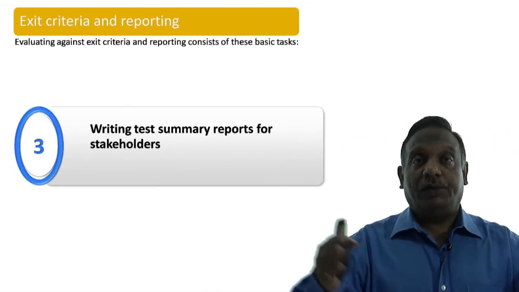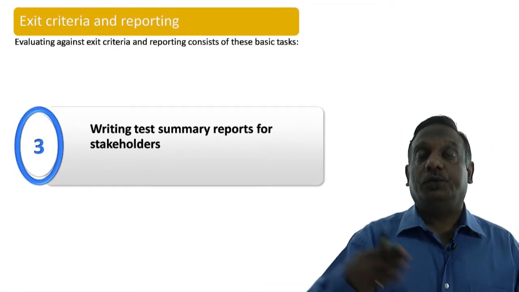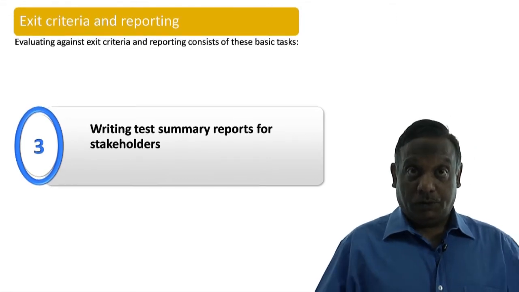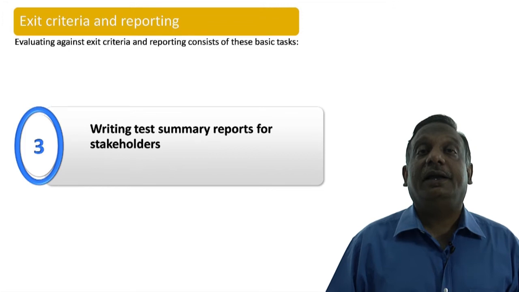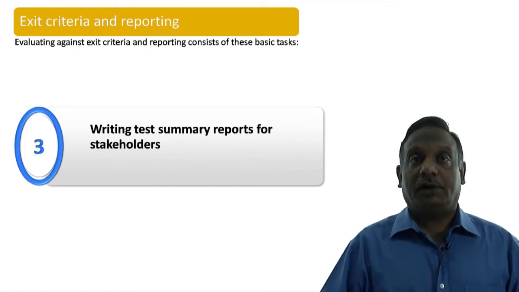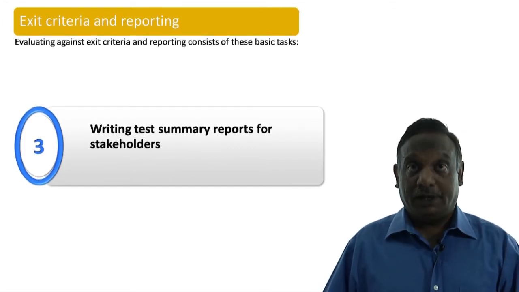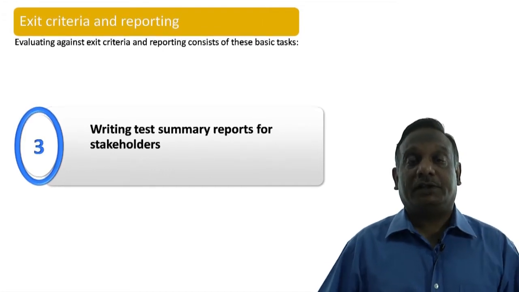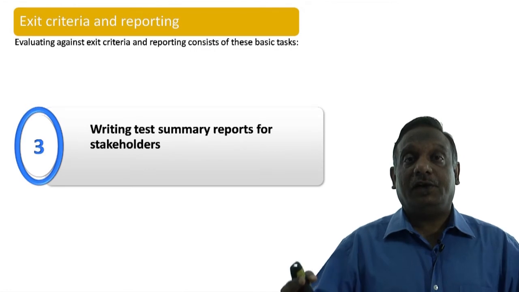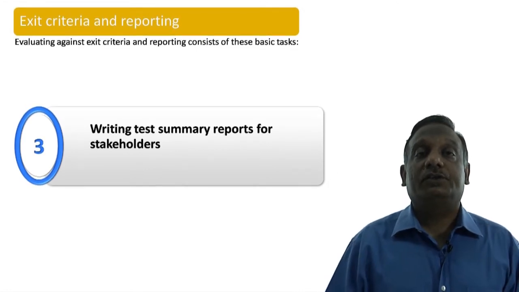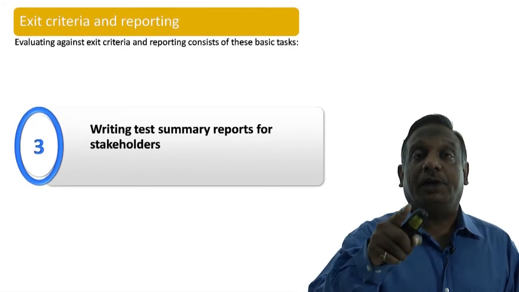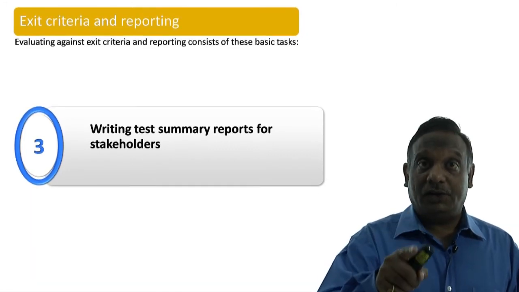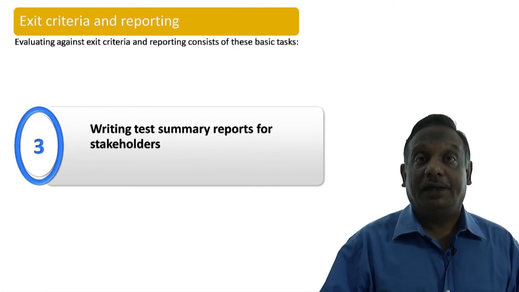Then if you have met the exit criteria and you are closing the project, then much before that, what you have to do is write a detailed test summary report. What all you have tested, with what purpose you tested, what happened as you did the testing, what are the incidents, what are the metrics. You have to assess, evaluate and give a report to your stakeholders. That is what happens during our fourth activity of the fundamental test process, that is evaluation of exit criteria and reporting.